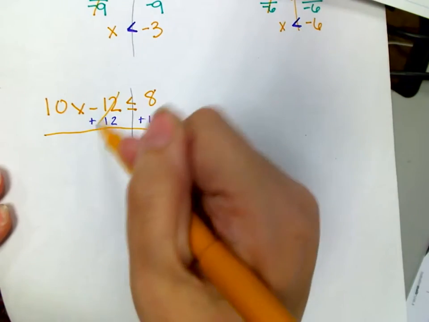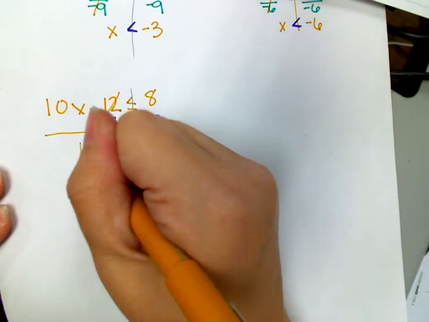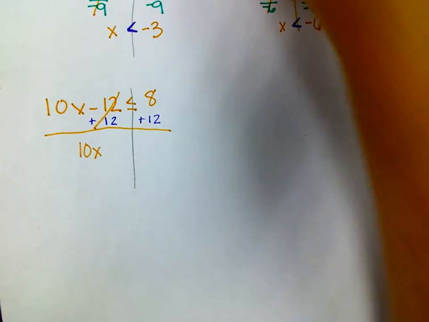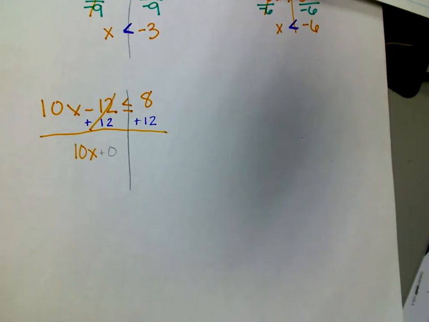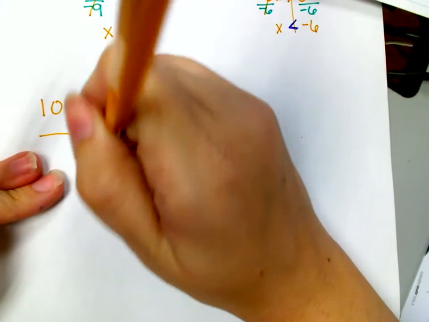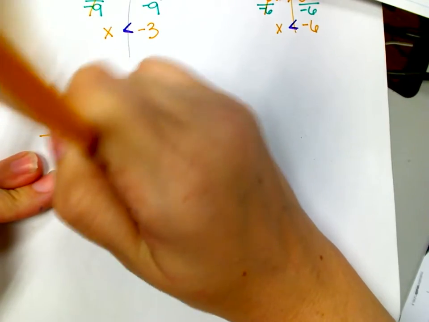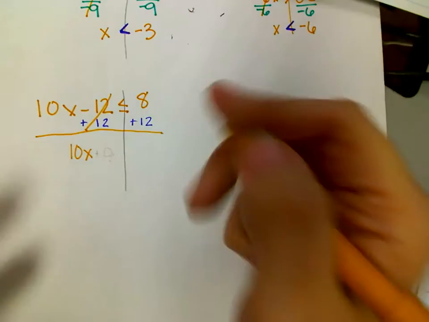Okay, this cancels out, because that just makes 10x plus 0. I don't need the 0, right? I could write 10x plus 0, but that plus 0 is nothing. I don't need that, so I can just skip that step. I don't need to write the plus 0, it's just gone. Okay, and then I had an 8 plus 12, so that's 20.